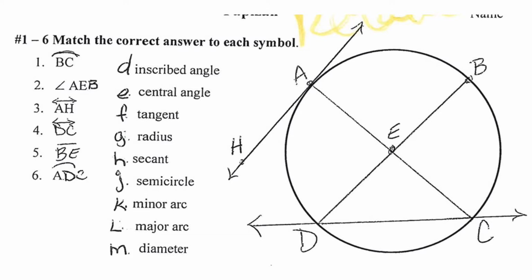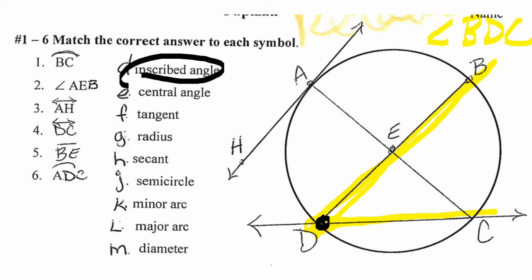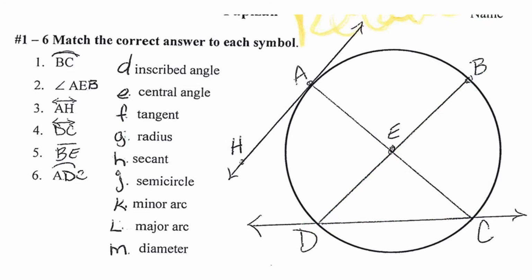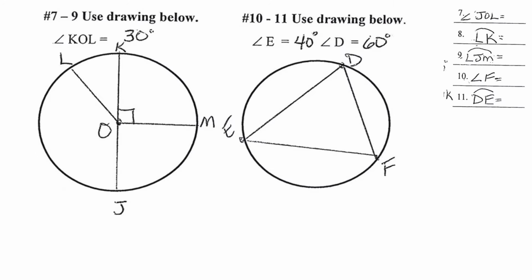What about angle BDC? What kind of angle would that be? When the vertex is on the edge of the circle, then that is an inscribed angle. Inscribed. And then I don't have any interior. I don't have an exterior either. So I didn't have those on there, but we'll get to them.